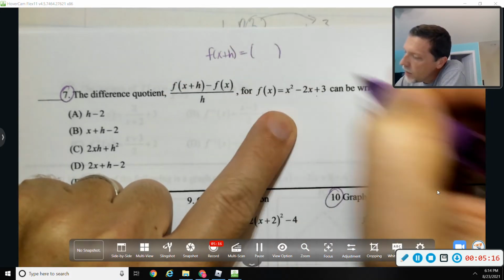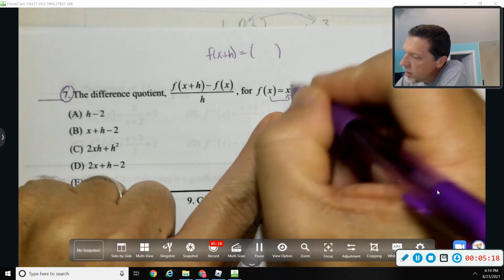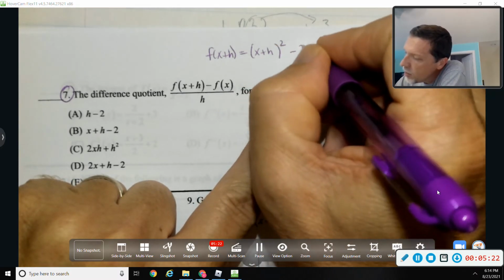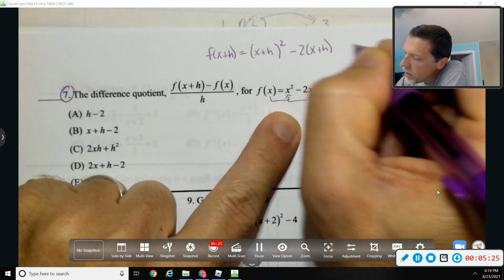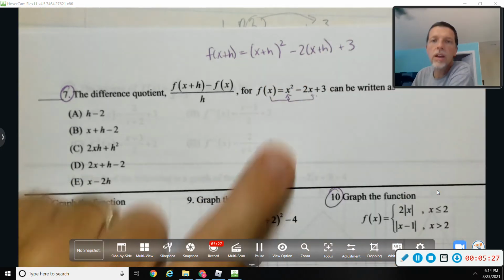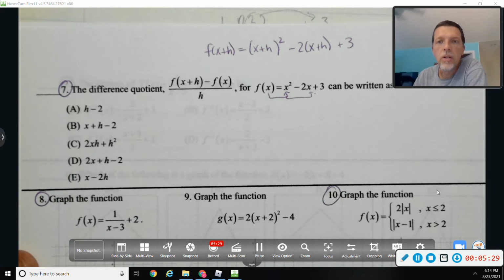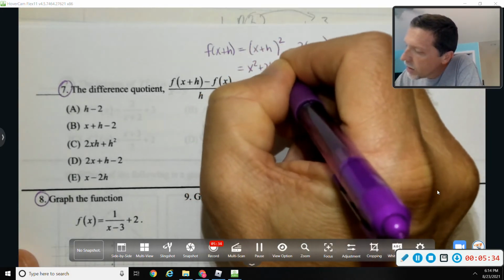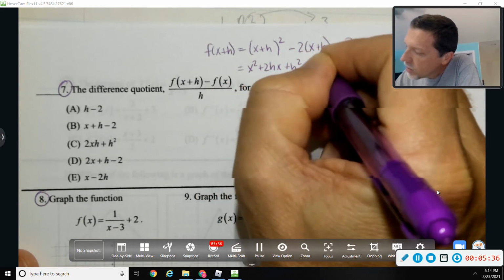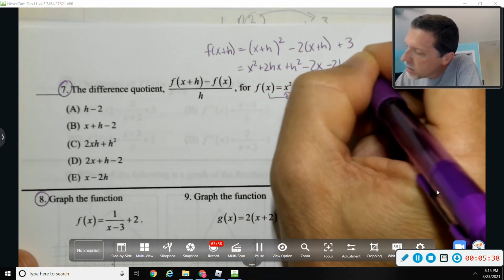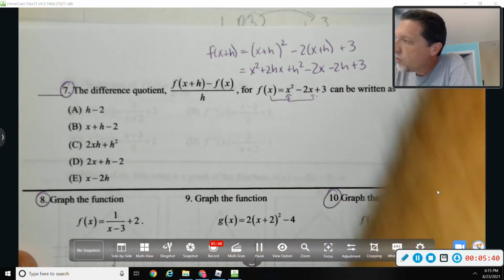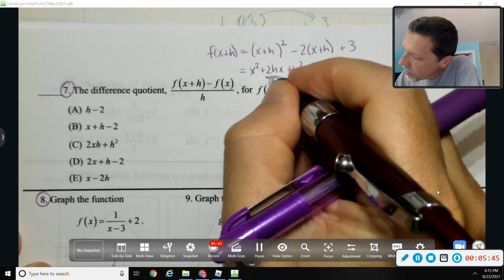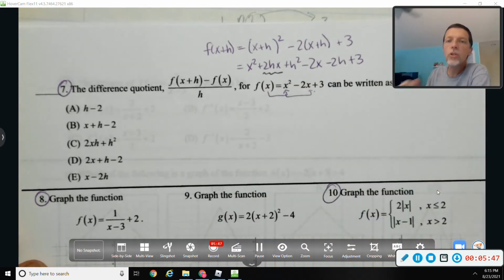So f of x is input squared, so (x plus h) squared, minus 2 times the input, plus 3. So I got a lot of cleanup work here to go. So distribute and FOIL. When you FOIL, some of you are leaving out this term, or you're forgetting that there's a 2 on it, so be careful.